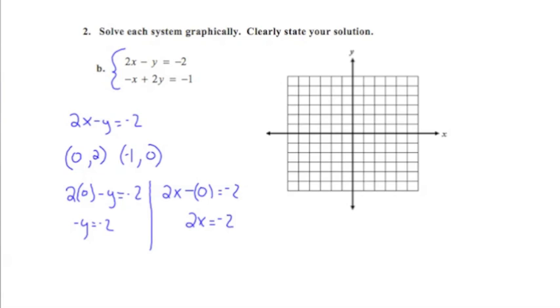So now I have my 2 points. I can graph this equation over 0, up 2. Gives me my y-intercept. And then negative 1 left, negative 1, 0. Gives me my second one. So I'll go ahead and graph this.